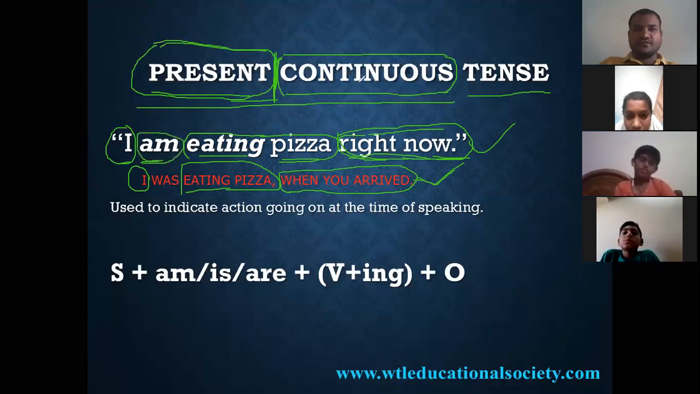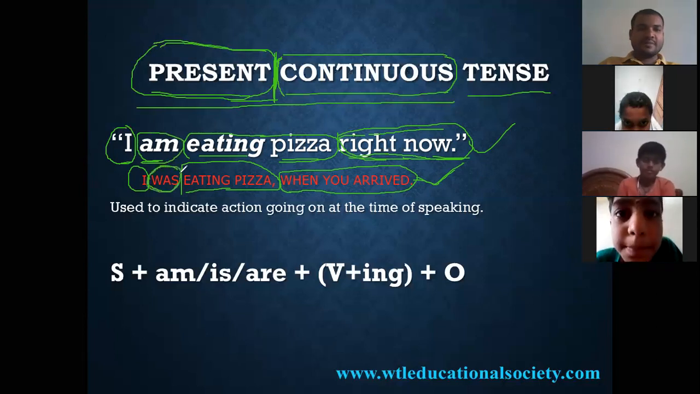Here, am is present tense. What is past tense? Very good. So am is talking about present tense, was is talking about past tense. Right? So only two differences.